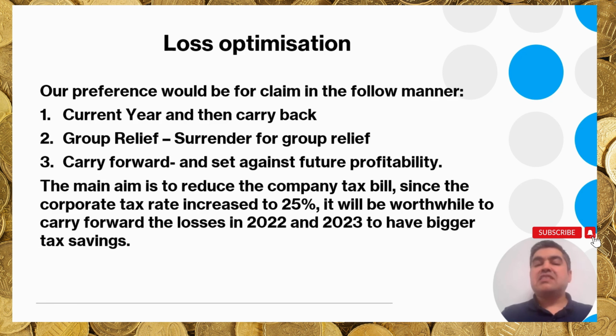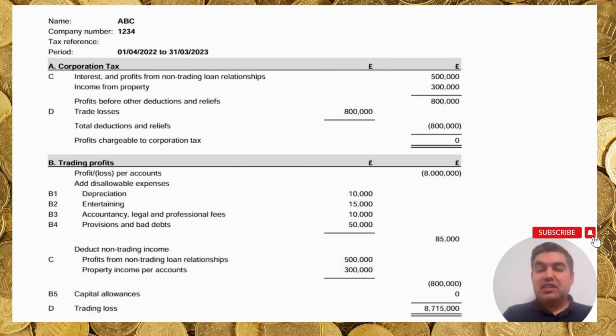Since the corporation tax rate increased to 25%, as you will have seen in the HMRC legislation, it will be worthwhile to carry forward the losses from 2022. Remember, in 2022-23, the tax rate was 19%. So there is no point in carrying back and asking for only 19% relief. Rather, we carry forward and can have bigger relief at 25%. That would give bigger tax savings. Now that's how things look in practice.